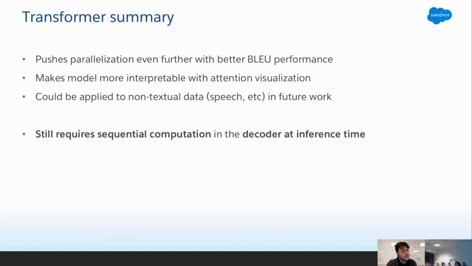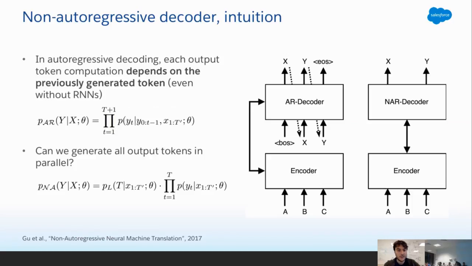But the issue with all of the networks we have discussed, including the transformer, is that at inference time, we still need to do the computation sequentially. And this is whether we're using RNNs or attentions or something completely different. The reason for this is that when we decode a sentence that we haven't seen before, we have to know which words have been outputted before. And that adds an extra layer of sequence in the decoder.